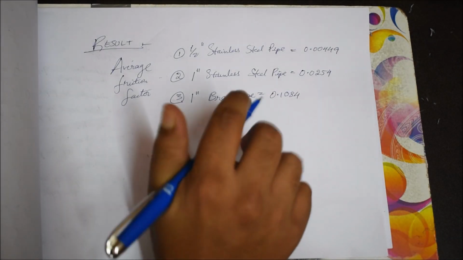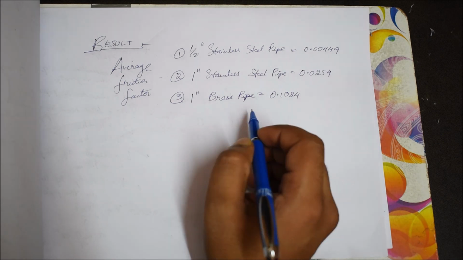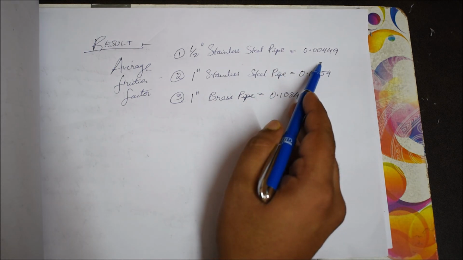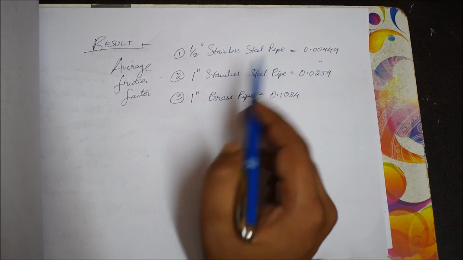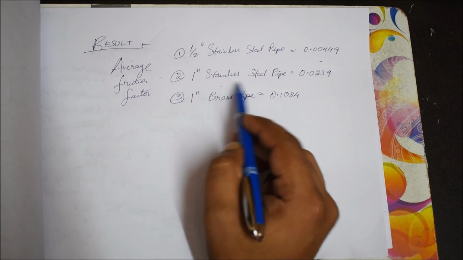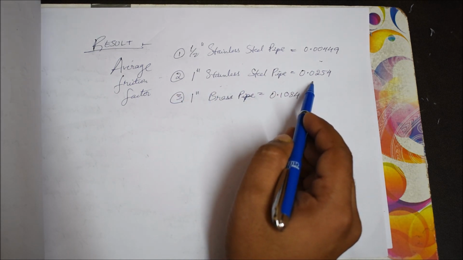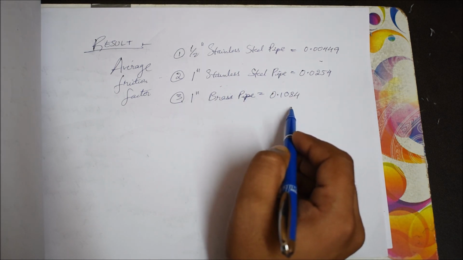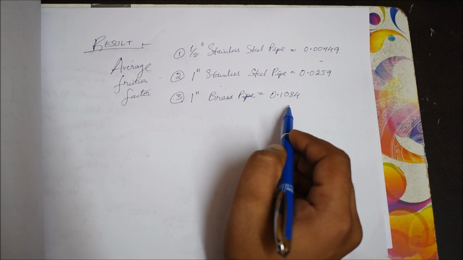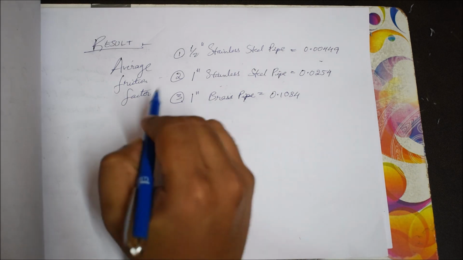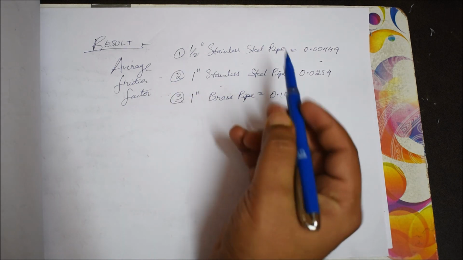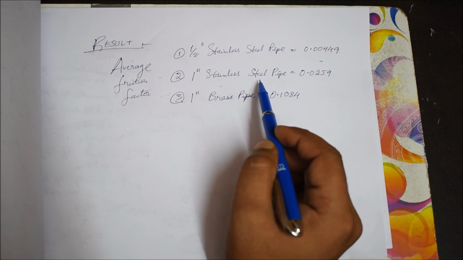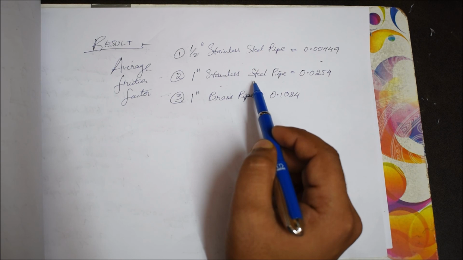So our final result, if we just have a look at it, the average friction factor for a half inch stainless steel pipe is found to be 0.00449. Average friction factor for 1 inch stainless steel pipe is 0.0254. Average friction factor for 1 inch brass pipe is 0.1084. That means the friction factor is more in brass pipe compared to other 2 pipes, and when compared to half inch stainless steel pipe, the friction factor is more in 1 inch stainless steel pipe.